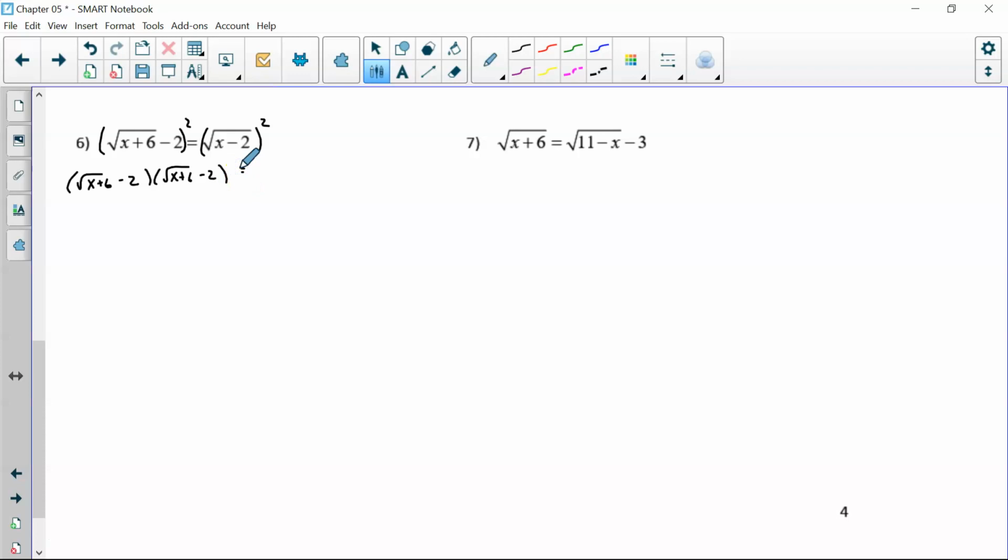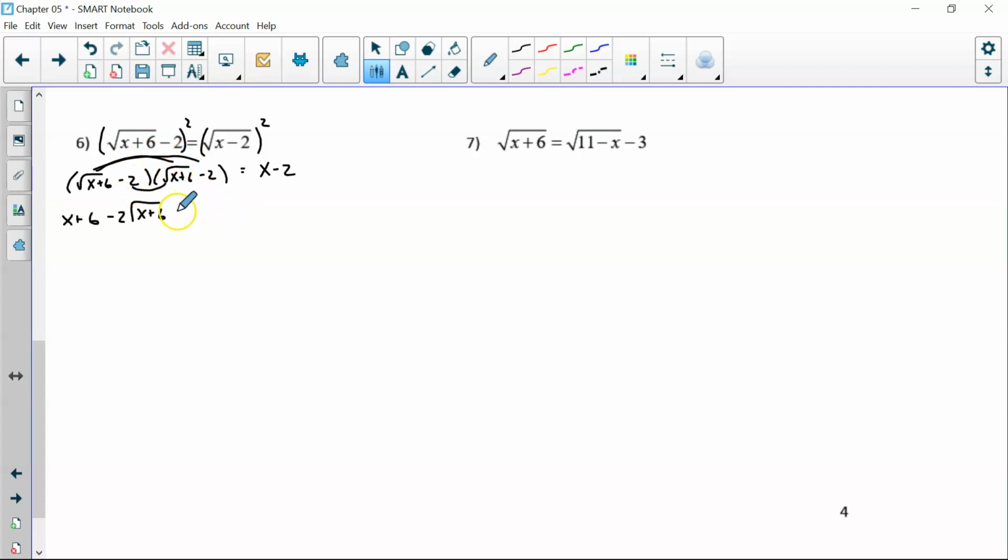Now, when we square the square root of x minus 2, we just get x minus 2. On the left-hand side, we're multiplying those two binomials. The square root of x plus 6 times the square root of x plus 6, that's just the square root squared. So we're just going to get x plus 6. The square root of x plus 6 times negative 2 is negative 2 times the square root of x plus 6.